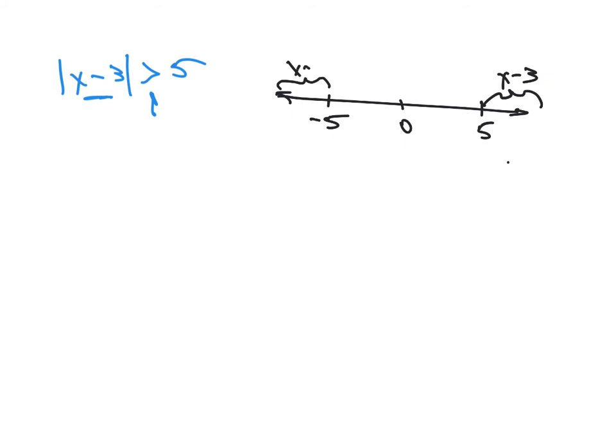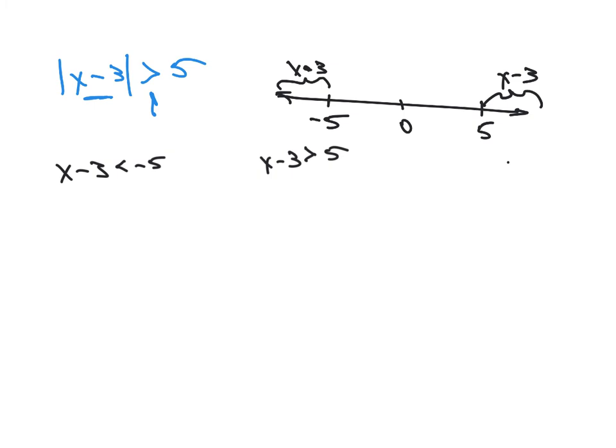Now that does not mean that x is a number less than negative 5 or greater than 5. It means that x minus 3 is a number less than that. So let's write these. x minus 3 is less than negative 5, or x minus 3 is greater than 5.